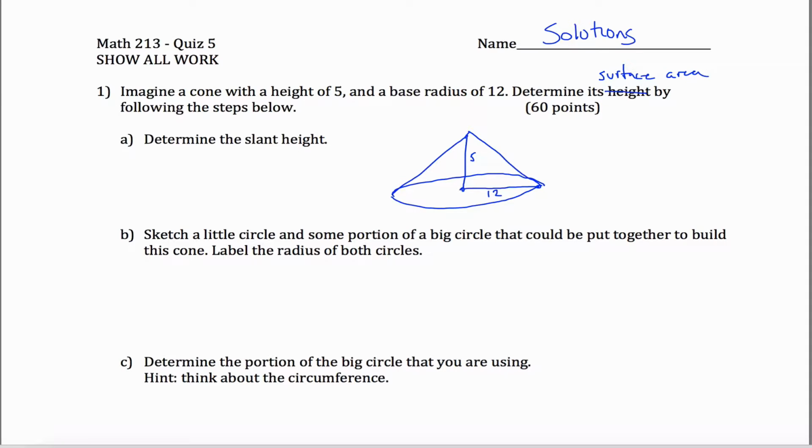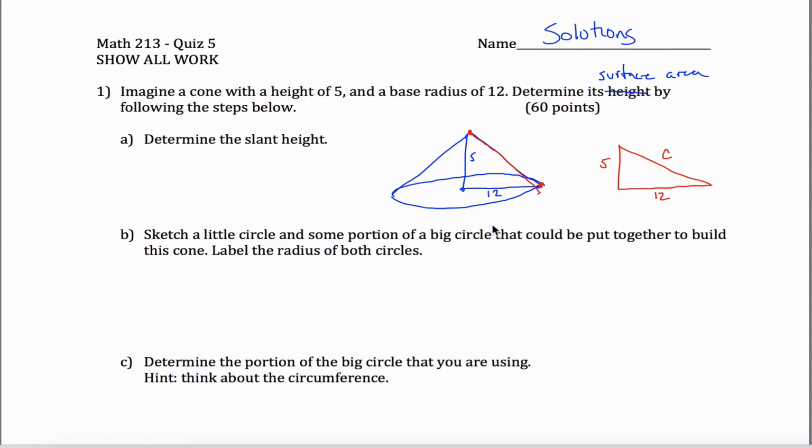So first you determine the slant height. The slant height is the distance from any point on the perimeter of the circle that makes up your base to the apex up here. So how long is this line right here? And the way you can figure that out is you have a triangle, a very special triangle, a right triangle. This is 5 and this is 12. So you can solve for this length right here.